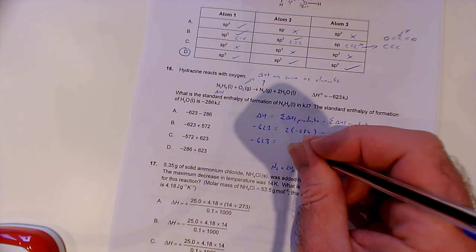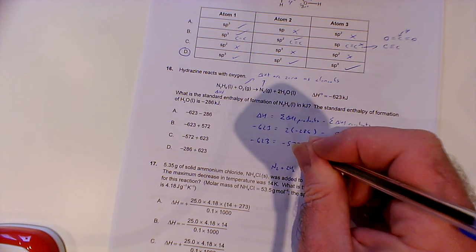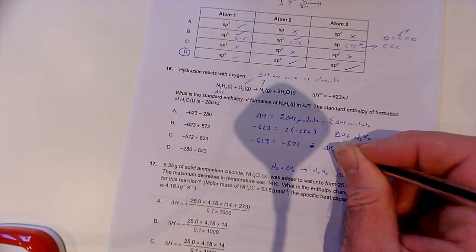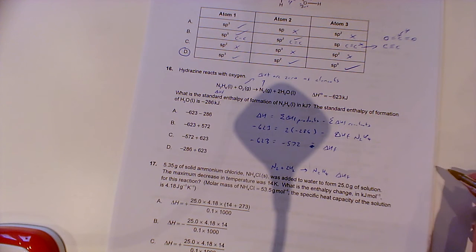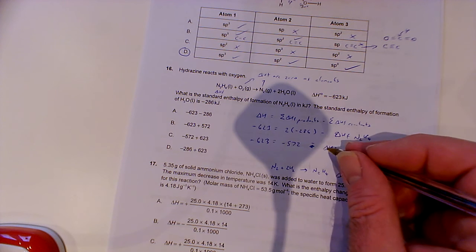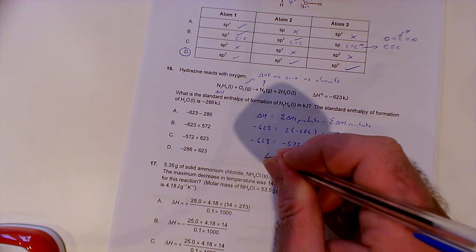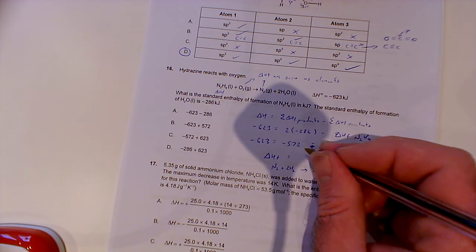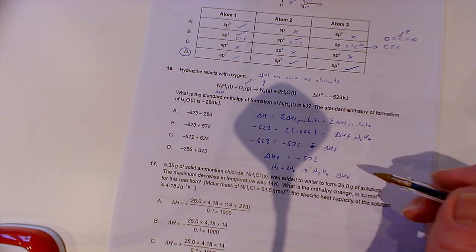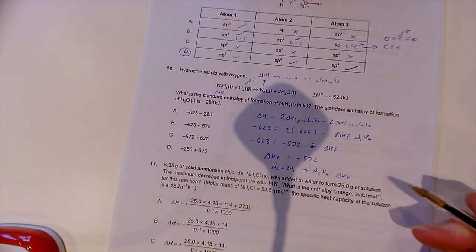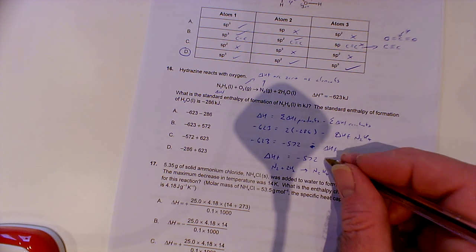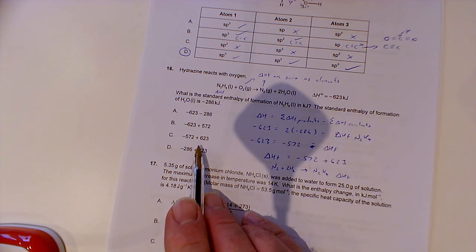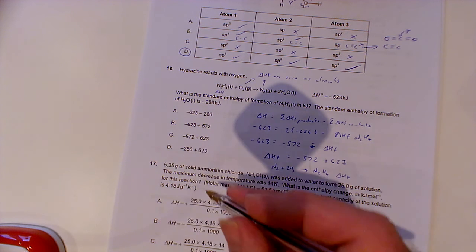So that's going to be -623 equals -572 plus, and that's minus delta HF. So then if I get delta HF on its own, let's take delta HF over this side so it becomes positive. So delta HF, take that over the left, equals -572, bring the -623 over, so that then becomes plus 623. So that's looking like C as it's laid out.